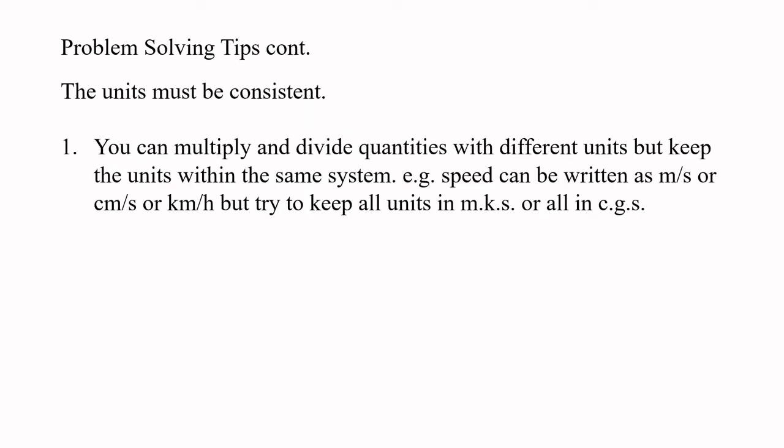All right, remember, in any problem, the units must be consistent. Now, you can multiply and divide quantities that have different units, but keep the units within the same system. So for example, speed could be written in meters per second, centimeters per second, or kilometers per hour. But try to keep all the units in the MKS system or all in the CGS system. We will primarily use the MKS system, which stands for meter kilogram second. So make sure all your units are in the same system.